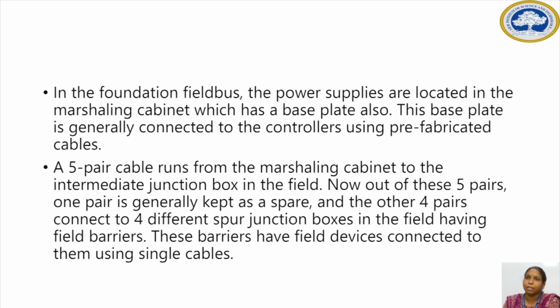A 5-pair cable runs from the marshalling cabinet to the intermediate junction box in the field. Out of these 5 pairs, 1 pair is generally kept as a spare. The other 4 pairs connect to 4 different spur junction boxes in the field having the field barriers. These barriers have field devices connected to them using a single cable.